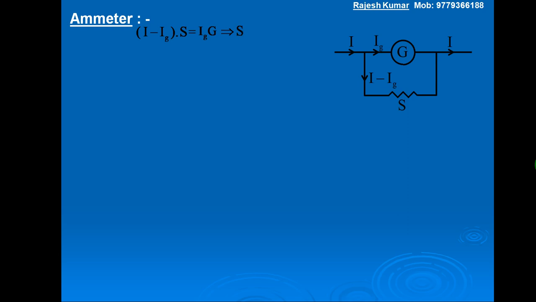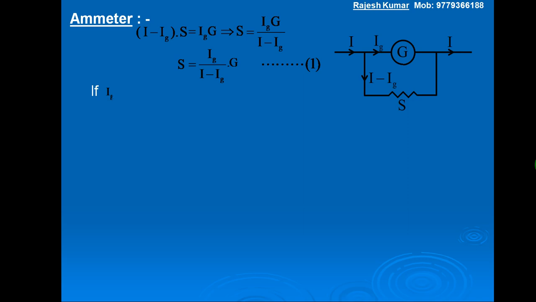This implies S is equal to Ig into capital G upon (I minus Ig), or S is equal to Ig upon (I minus Ig) into G, the resistance of galvanometer. Let it be equation number 1.